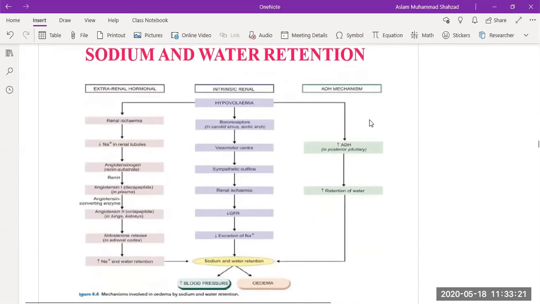Then we have sodium water retention, and this is very important because, if you remember, I discussed the albumin level and low albumin level. Because of cirrhosis of the liver, there will be an increase of sodium and water retention, and that results in dilution of the albumin that I discussed before. So sodium and water retention is also an important factor for producing edema.